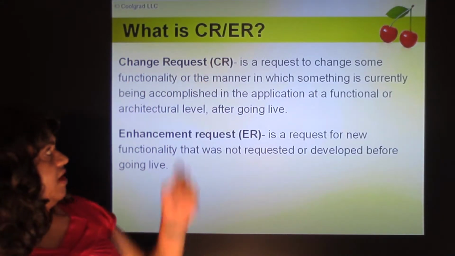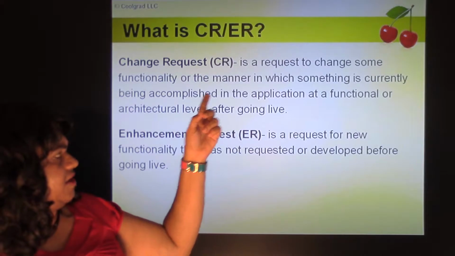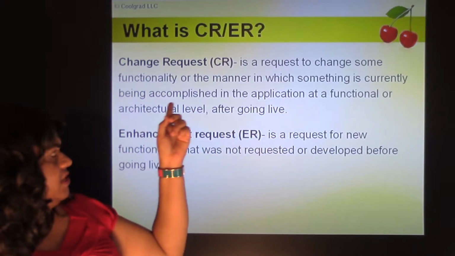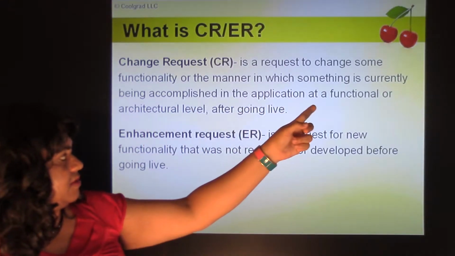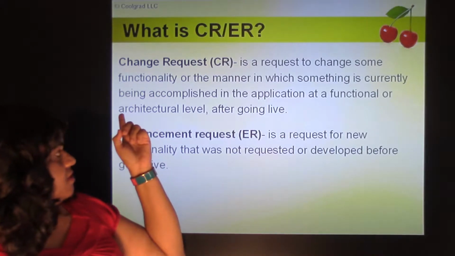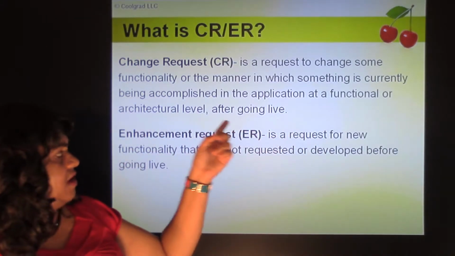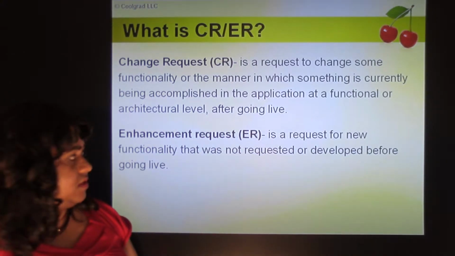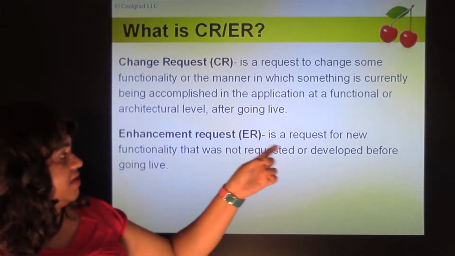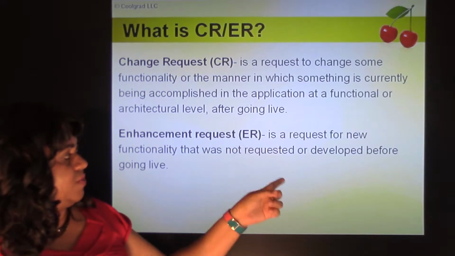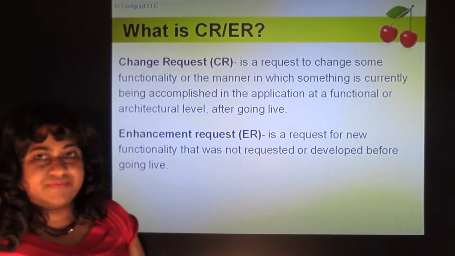What is a CR and ER? A change request, CR, is a request to change some functionality or the manner in which something is currently being accomplished in the application at a functional or architectural level after going live. Enhancement request is a request for new functionality that was not requested or developed before going live.